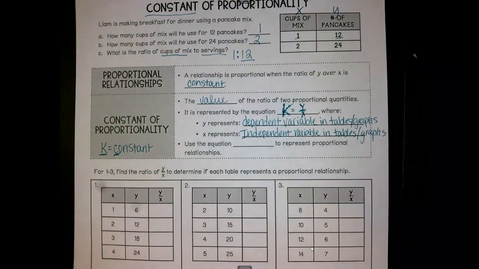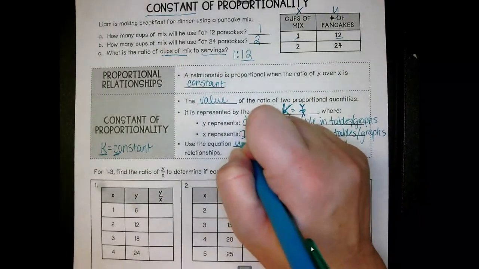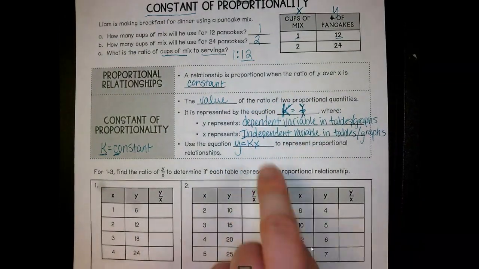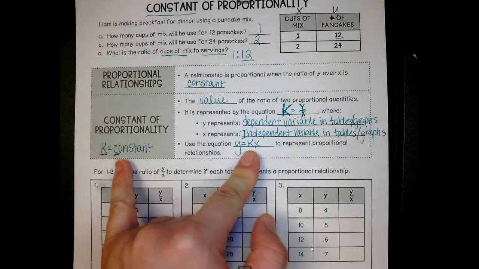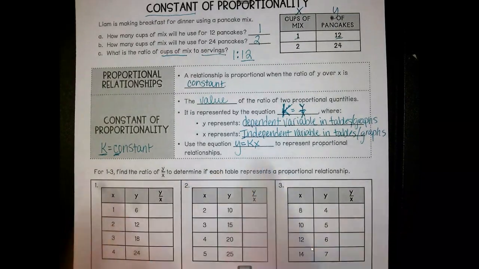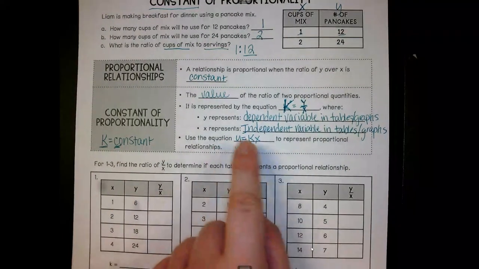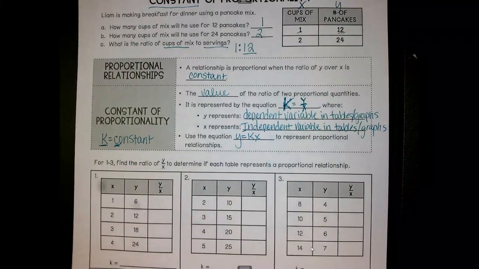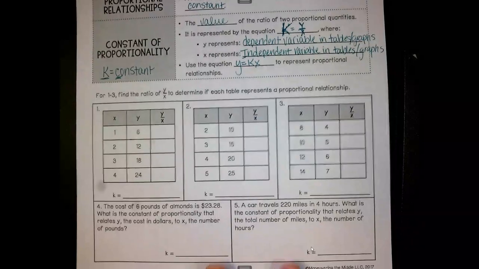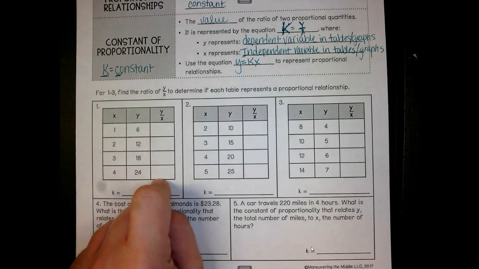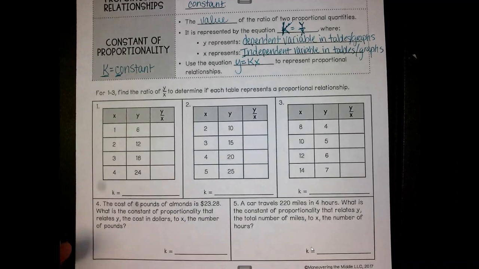Okay, so we use the equation y equals kx to represent proportional relationships. What is k representing? Our constant. This right here finds your constant, and this right here just puts it in the equation. So we start off super simple. It says for the ratio of y to x, determine if each table represents a proportional relationship. So if it's constant the whole time, it is automatically proportional, okay?